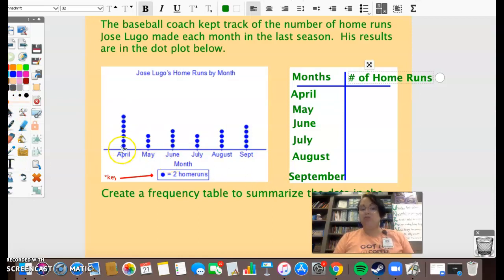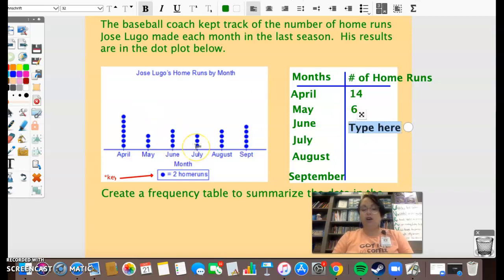So each dot represents 2 home runs, so we need to count this by 2s, right? 2, 4, 6, 8, 10, 12, 14. So April had 14. Oops, not 114. 14 runs. How many did May have? Did you guys work it out yet? 6, right? Because there's 3 dots. 3 times 2 is 6, all right? All we're doing is doubling it.